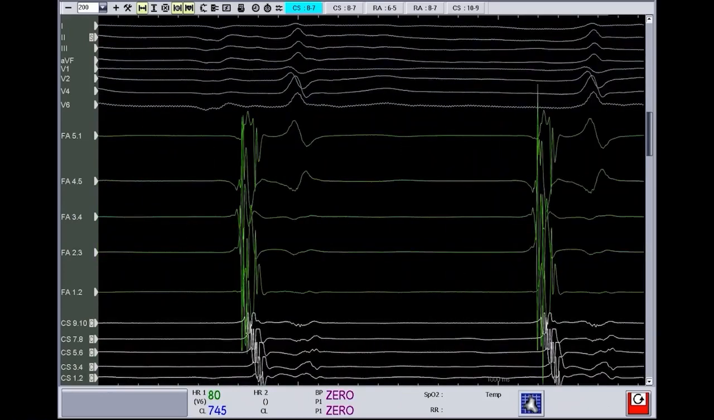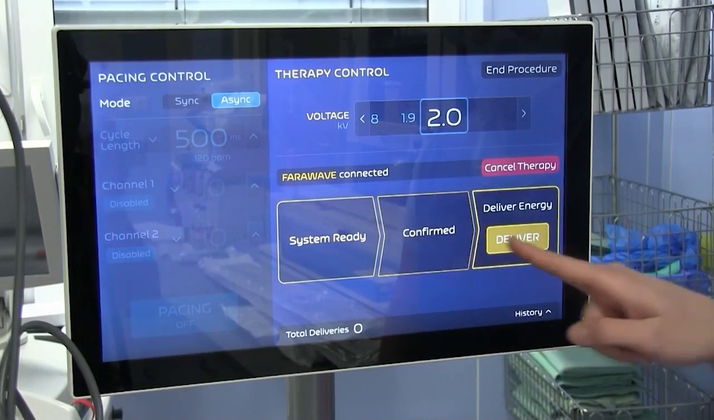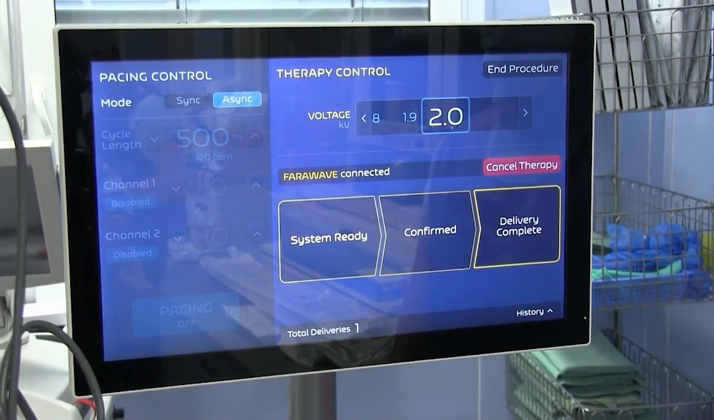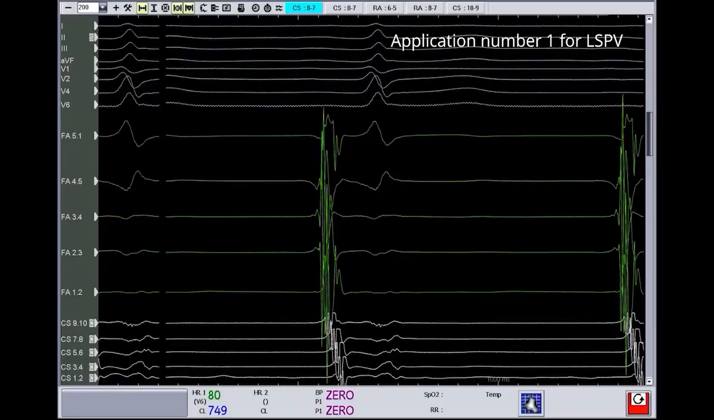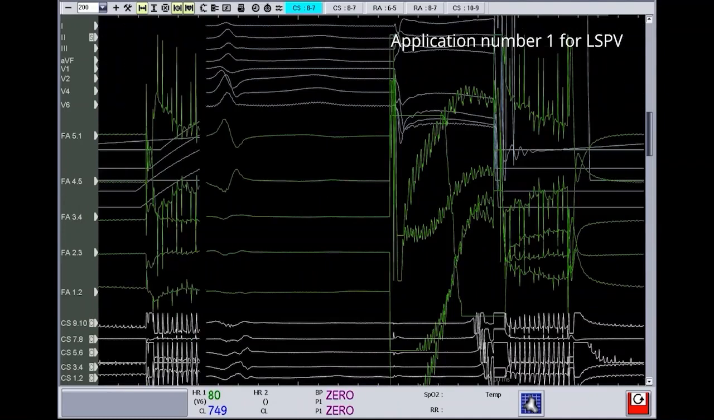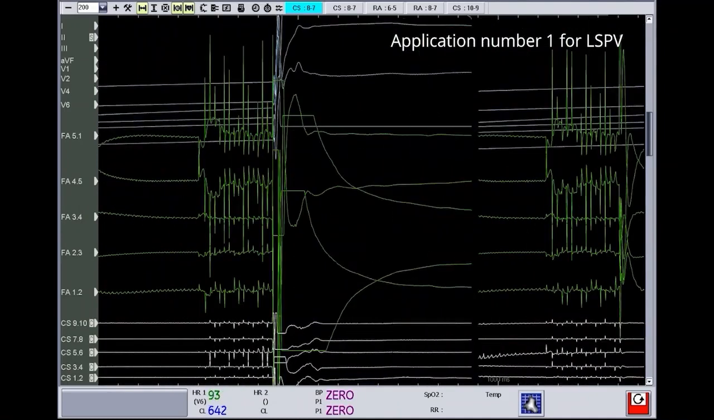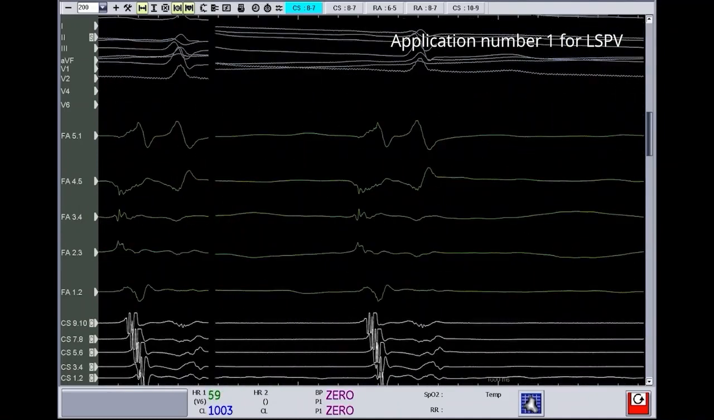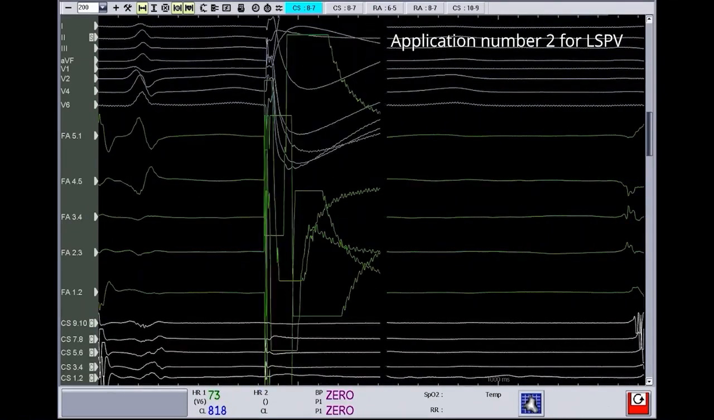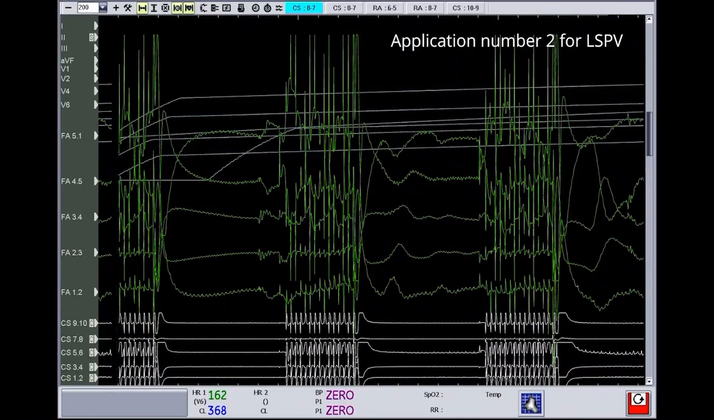These are the signals in the PV antrum prior to the application of pulsed field energy. The pulse is 2.7 seconds long, and even after just one ablation, all PV potentials disappear. An additional application is delivered in the same position.